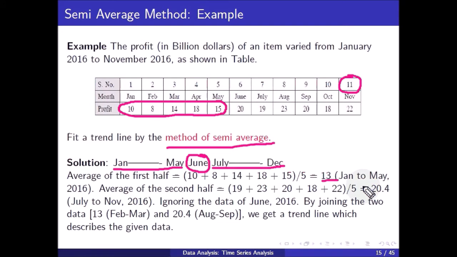January to May. The average of the second half, 19, 23, and so on, is 20.4, covering July to November, ignoring the data of June 2016. If you join these two values, we get a trend line which describes the given data. So we can see that graph.